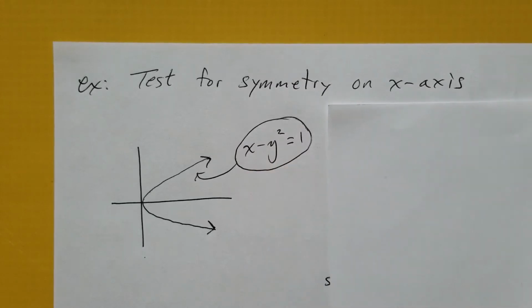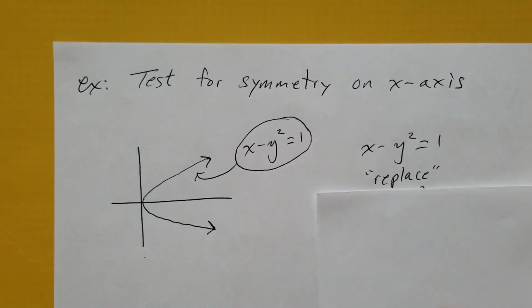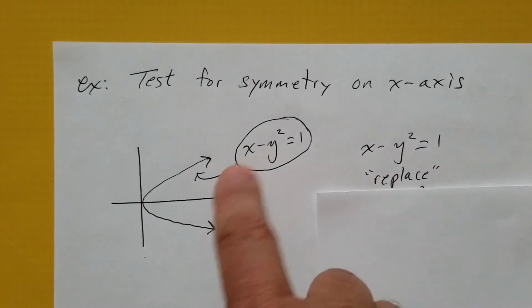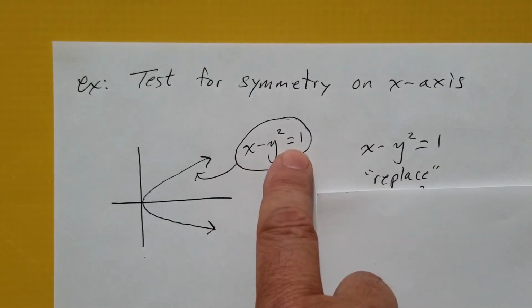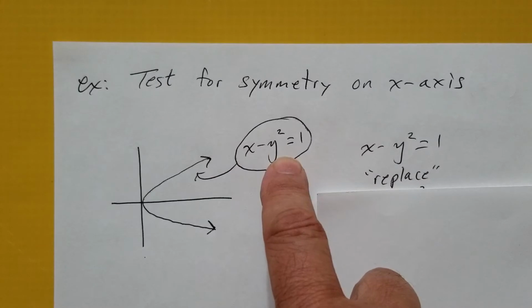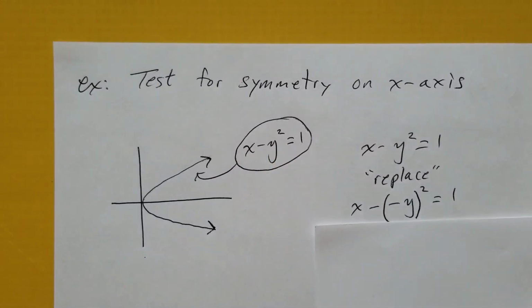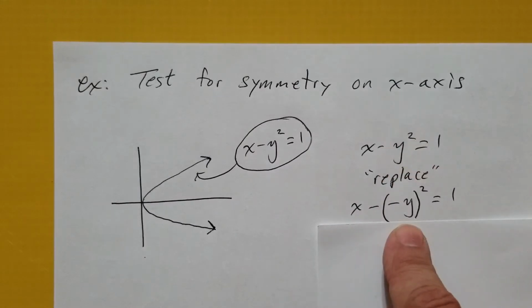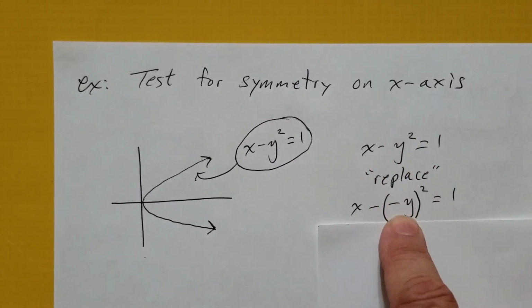Okay, so what am I supposed to do to test it? I'm supposed to replace one of them, I forgot now, one of them with the negative. Either x with the negative x or y with the negative y. What do I replace? The negative y for the y. So where you have a y, I'm going to put a negative y there. Now look what happens.